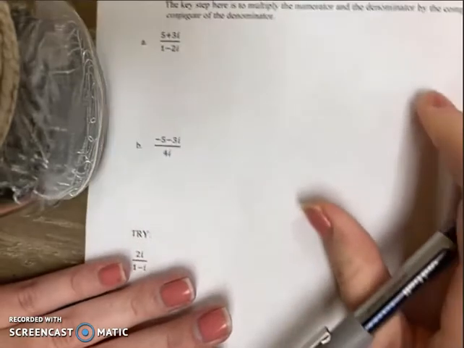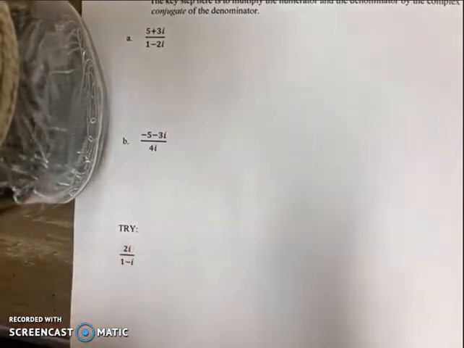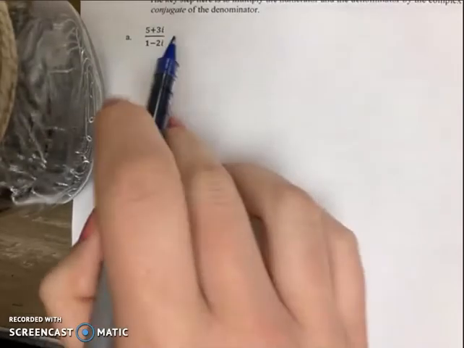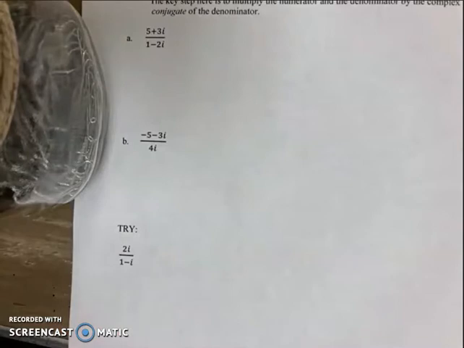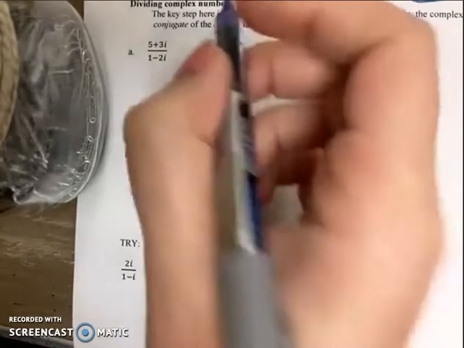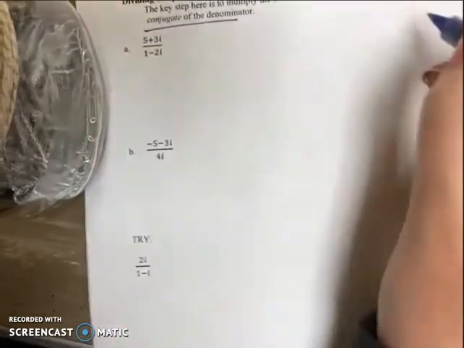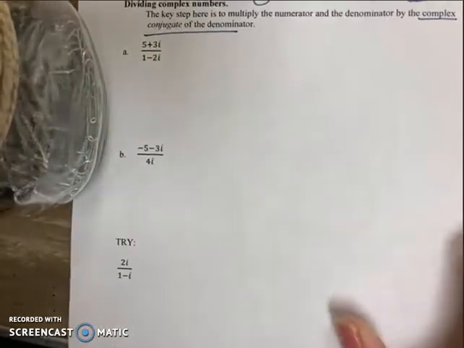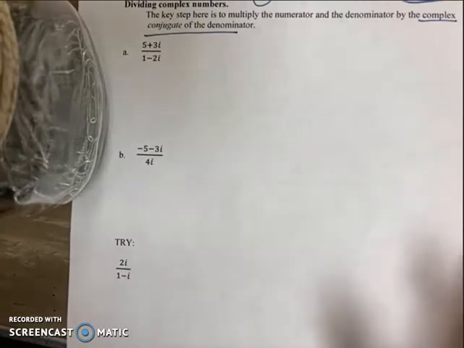Now that we know what a complex conjugate is, we're going to go ahead and start dividing. Now this is probably the hardest part just because there's a lot of steps. So looking here, it says the key step here is to multiply the numerator and the denominator, just let me scooch it down, by the complex conjugate of the denominator. So we are using, I'm going to underline that, the complex conjugate of the denominator.